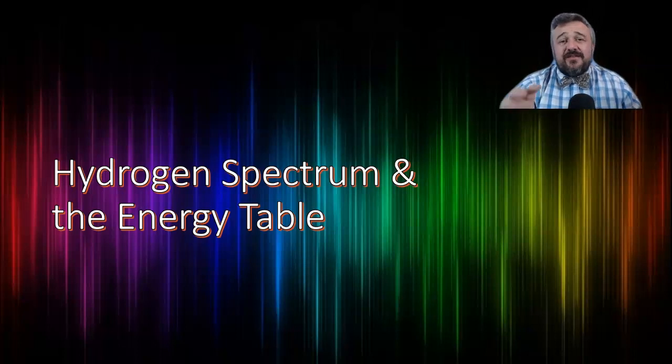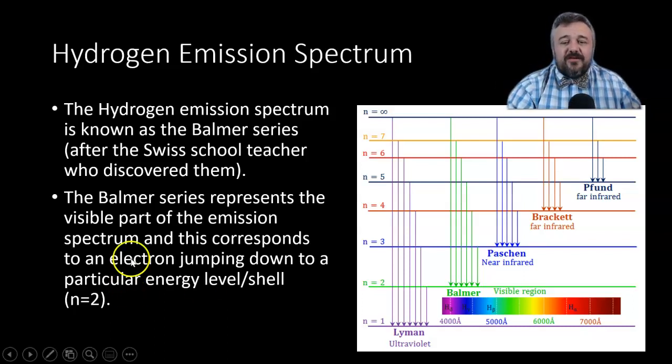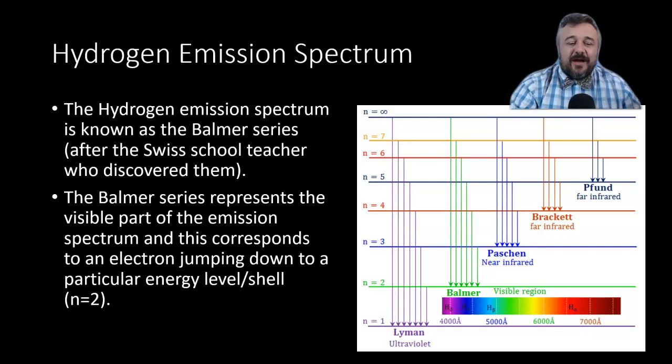This is to do with a very specific emission spectra, and it's the hydrogen one. The hydrogen emission spectrum is known as the Balmer series. He's a Swiss school teacher who was the first one to discover it in the visible section of the light, and you can see here are the lines that he discovered. They represent the visible part, and they represent the electrons which go up and then return to shell level 2 from their excited state. So they go up to whatever shell, it doesn't matter, and then they come back down to the second shell level, or principal quantum energy level, and that gives us lines in the visible spectrum.